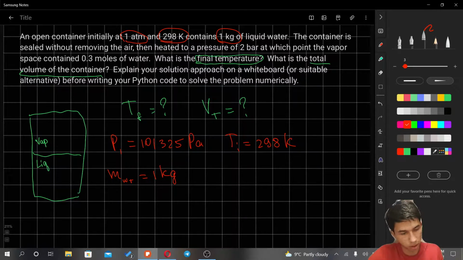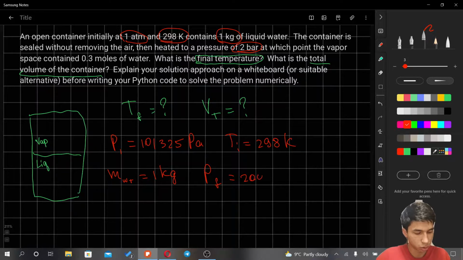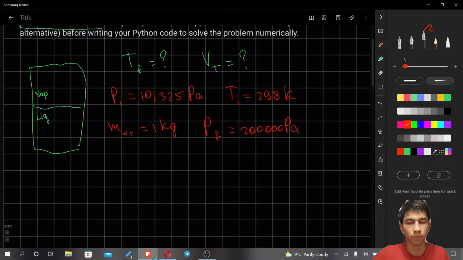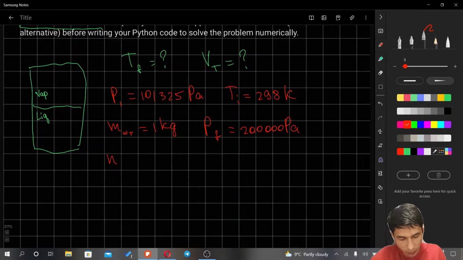We're also given that the pressure would be 2 bars at the end. So we have our pressure final, 2 bars, which is 200,000 pascals. And we have here the vapor space contained is 0.3 moles of water. So we have N of water in the vapor phase equal to 0.3 moles.